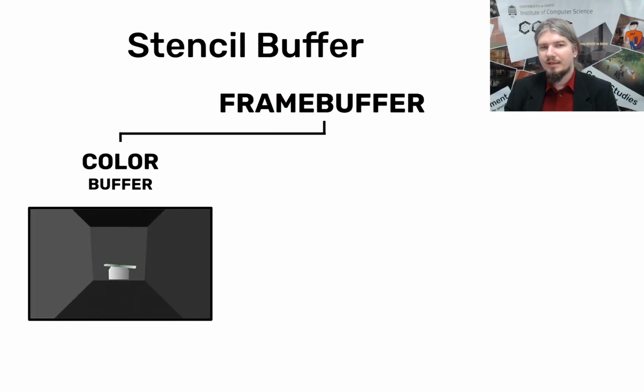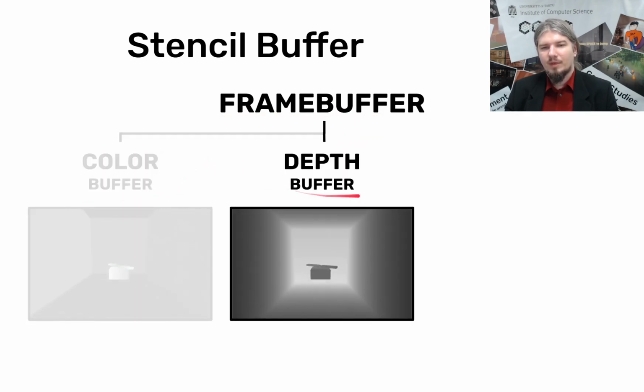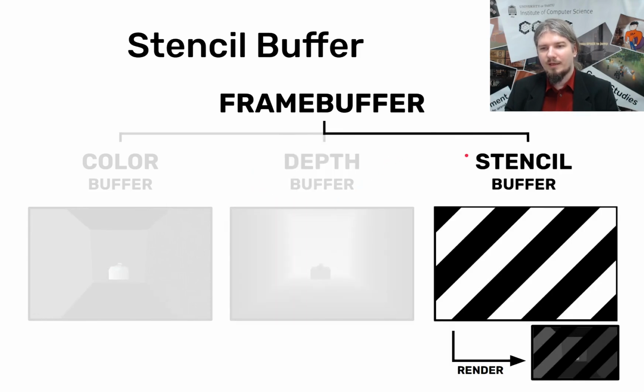Before we continue with that algorithm, we need to talk about the stencil buffer. Previously we learned about the frame buffer, and you have been using the color buffer since the first practice session. Inside the frame buffer, we have a color buffer, we have a depth buffer, which you have also been using, but there is a third buffer, and this is called the stencil buffer.